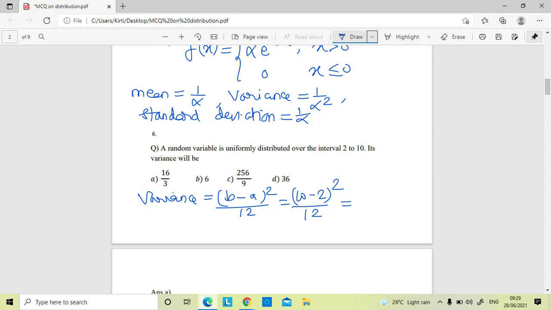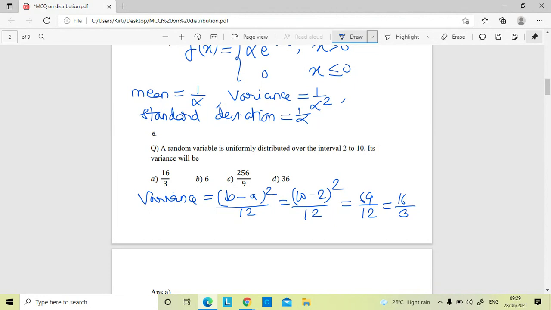So what will it be? It comes out to be 8 square, so that is 64 upon 12. If you simplify this, just cancel out with the 4, so this comes out to be 16 by 3. So option A is the correct one, right?